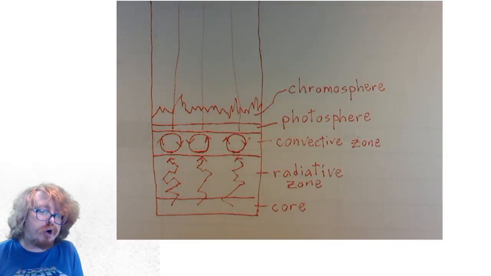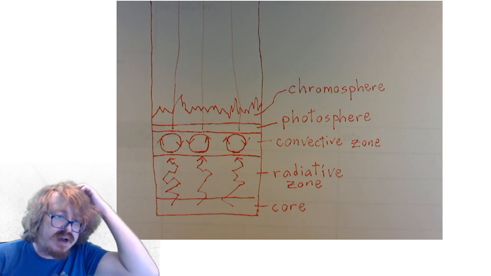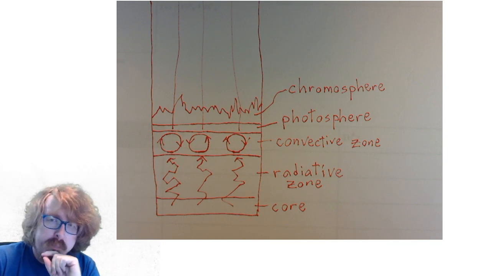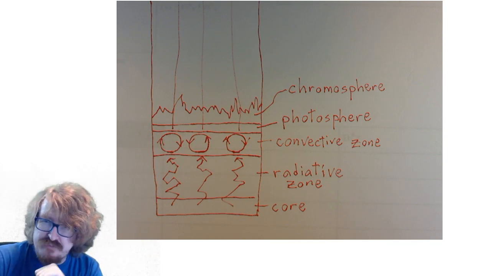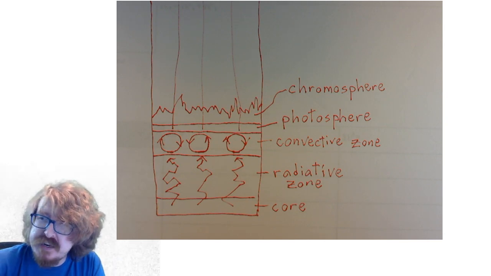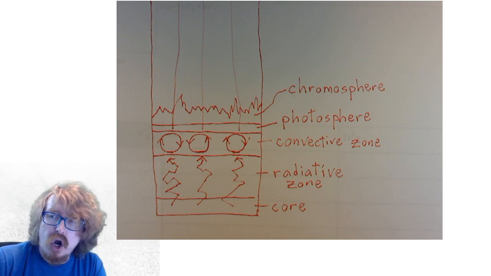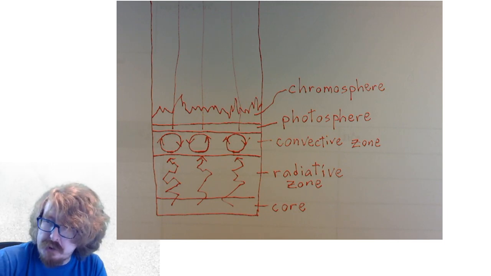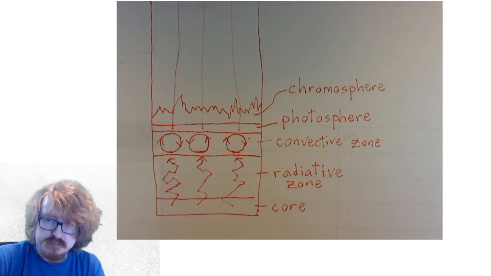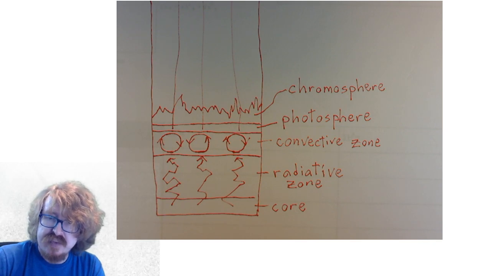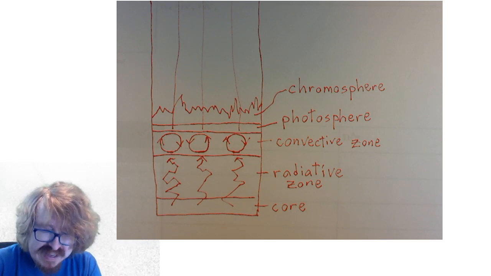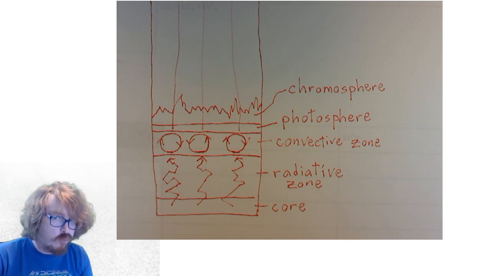The reason it's called the chromosphere is that a lot of people consider it to be very colorful. Chromo means color. It's much thinner than the photosphere. And if you were to take a guess, would you expect the chromosphere to be hotter or colder than the photosphere? If you were to guess. Yeah, you'd guess colder.